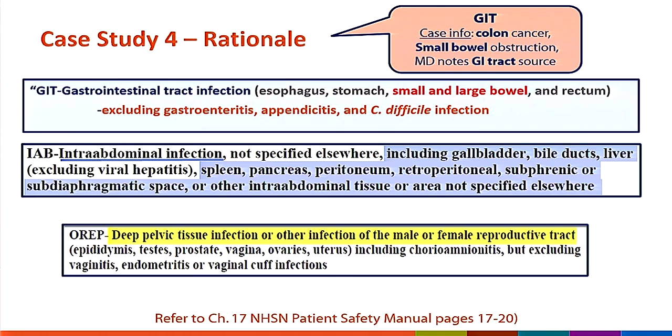We also have the option of the OREP definition, and that's one that's not always thought about by infection preventionists, but it should be if the infection is involving the deep pelvic tissue or infection of the male or female reproductive tract, the epididymis, the testes, the prostate, vagina, ovaries, or uterus. It does include chorioamnionitis, but it excludes vaginitis, endometritis, or vaginal cuff infections. We have a separate vaginal cuff infection definition, as we mentioned earlier. So in this case, what we're really looking at is the gastrointestinal tract, because it didn't involve the intra-abdominal space or the deep pelvic tissue.